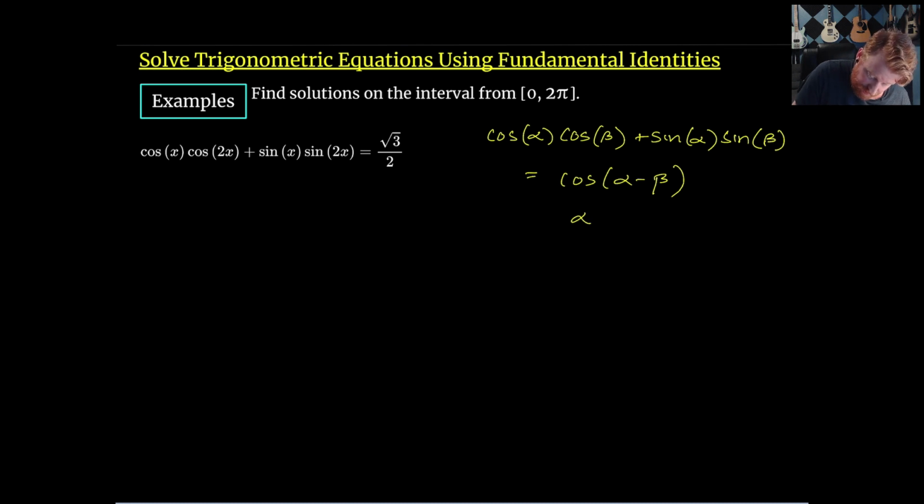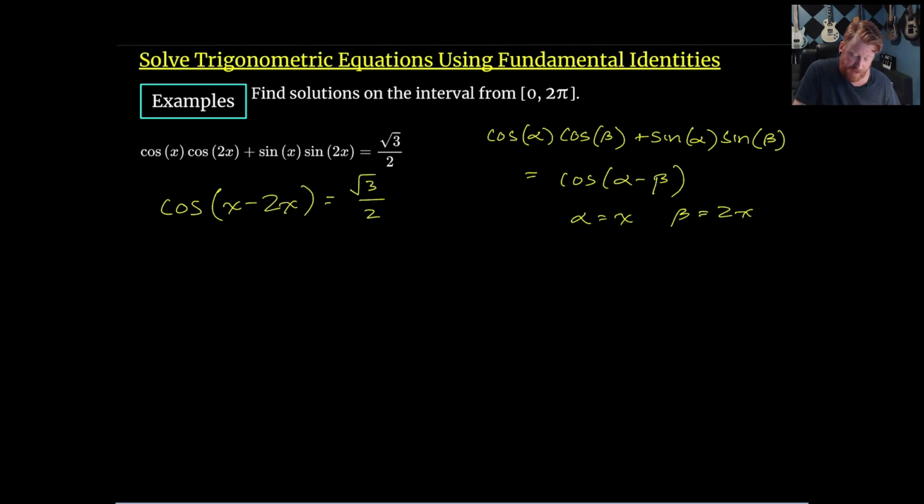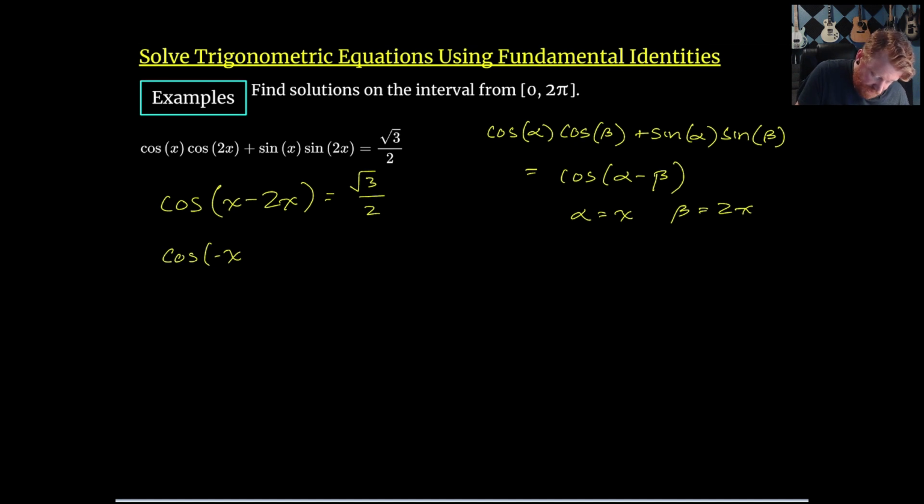What I'm noticing is that alpha is equal to x and beta is equal to 2x. So if I use my identity here, we get cosine of x minus 2x is equal to square root of 3 over 2, which gives me cosine of negative x equals square root of 3 over 2. If I use the even identity here, the cosine of negative x is just the cosine of x. These are equivalent to each other, so cosine of x is equal to square root of 3 over 2. And now I have something more standard that I can solve here.